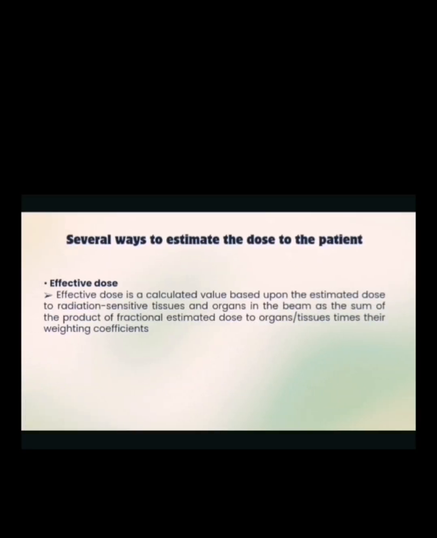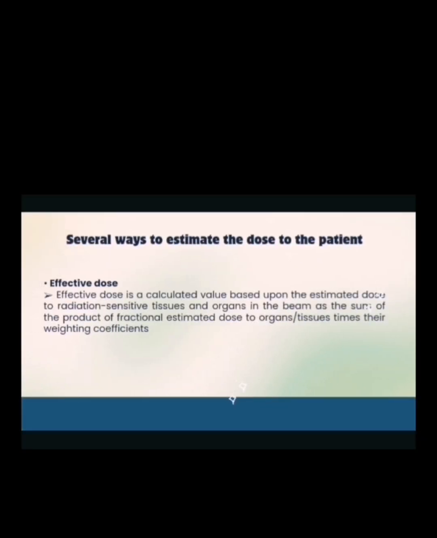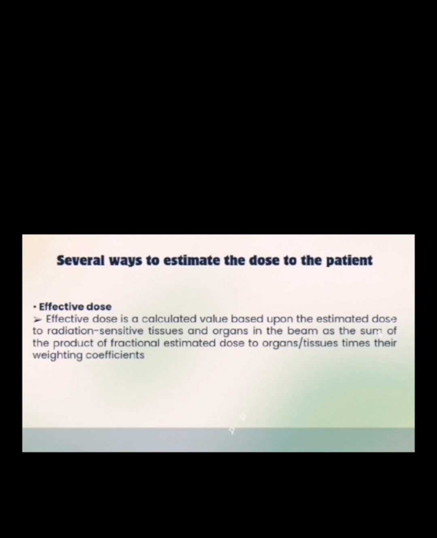Next is the effective dose. So effective dose is a calculated value based upon the estimated dose to radiation sensitive tissues and organs in the beam, as the sum of the product of fractional estimated dose to organs or tissues multiplied by their weighting coefficients. Although the exposure index doesn't directly relate to patient dose, the importance of tracking and evaluating the EI and DI values is to ensure correct use of the equipment and to optimize radiation dose on an exam-by-exam basis for appropriate patient care.